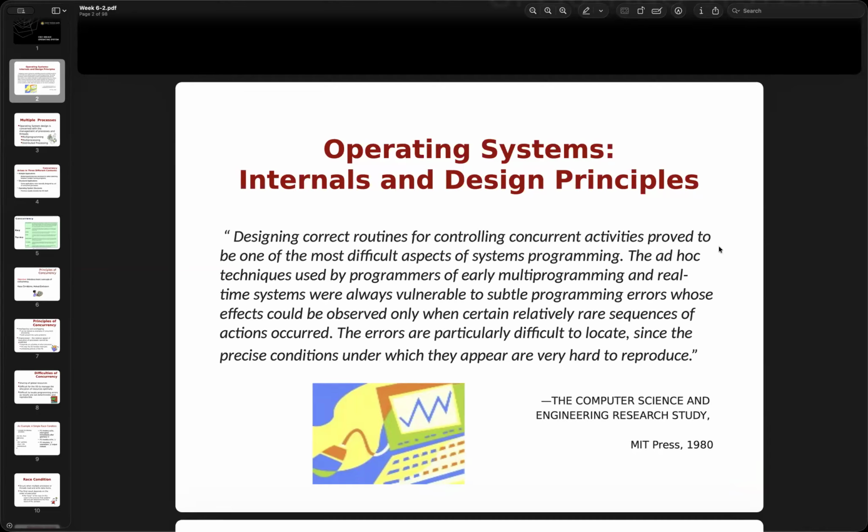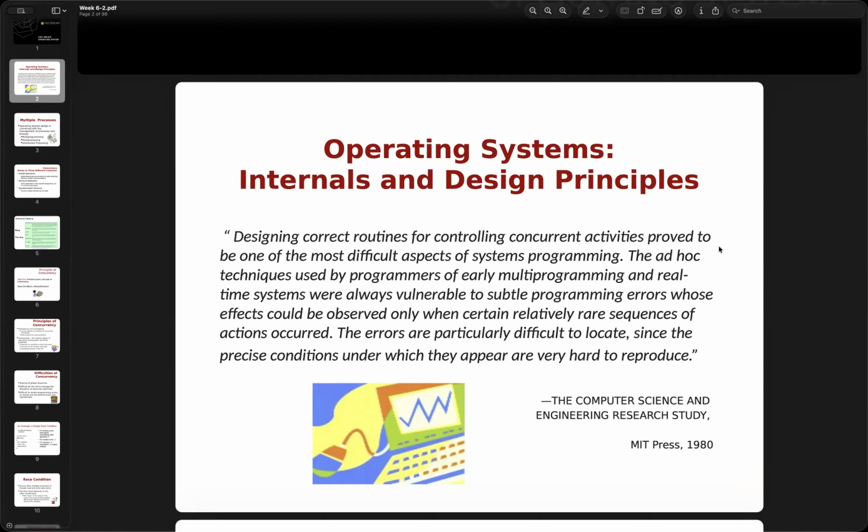Ad hoc techniques were used by programmers in early programming and also in real-time systems. Right now we have kind of solved the problem. Still, there are subtle program errors whose effects could be observed only when certain relatively rare sequences of actions occur. These errors are particularly difficult to locate, since the conditions under which they appear are very hard to reproduce.